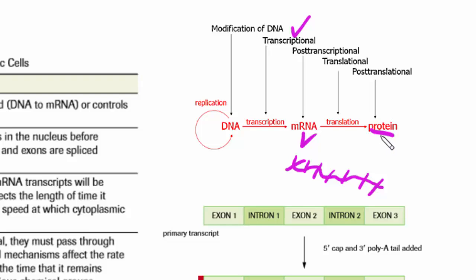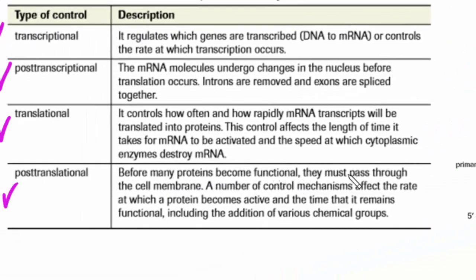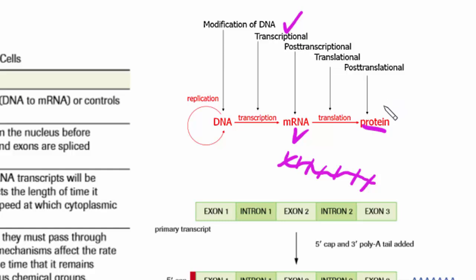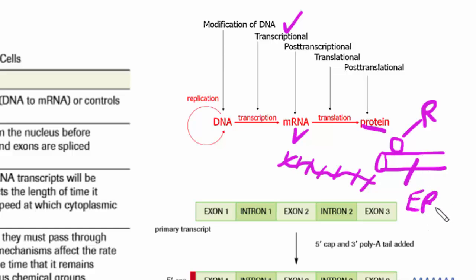Post-translational modification is once the polypeptide or the protein is produced, it's going to be modified. Now, it says here, before many proteins become functional, they must pass through the cell membrane. A number of control mechanisms affect the rate at which a protein becomes active and the time that it remains functional, including the addition of various chemical groups. So just imagine, to make it a little bit simpler, often ribosomes are attached to the endoplasmic reticulum. So there's the ER and there's a ribosome. So R for ribosome, ER for endoplasmic reticulum.